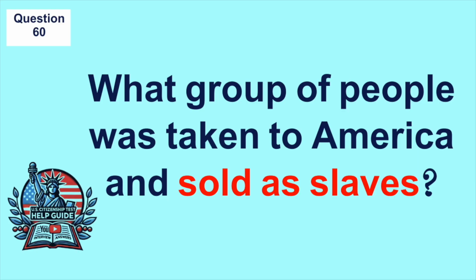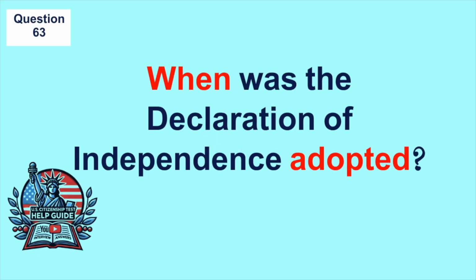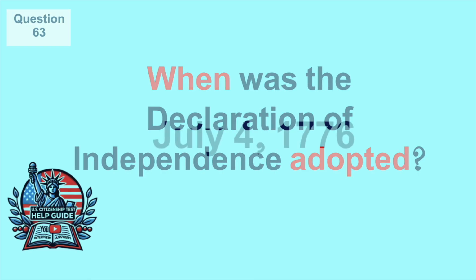What group of people was taken to America and sold as slaves? Africans. When was the Declaration of Independence adopted? July 4, 1776.